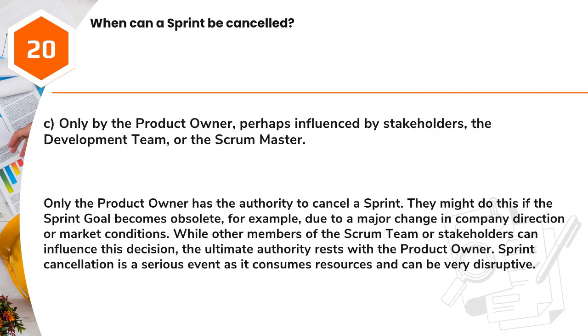Answer: C. Only by the product owner, perhaps influenced by stakeholders, the development team, or the Scrum Master. Only the product owner has the authority to cancel a sprint. They might do this if the sprint goal becomes obsolete, for example, due to a major change in company direction or market conditions. While other members of the Scrum team or stakeholders can influence this decision, the ultimate authority rests with the product owner. Sprint cancellation is a serious event as it consumes resources and can be very disruptive.